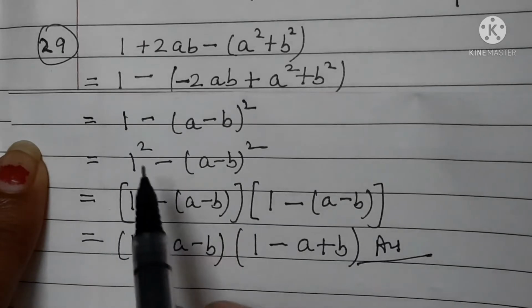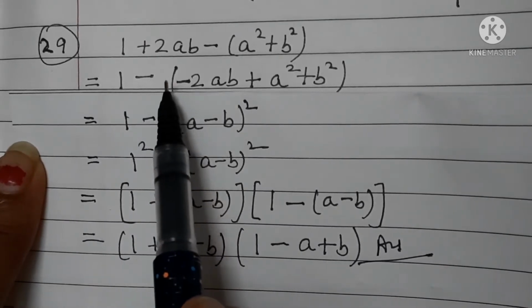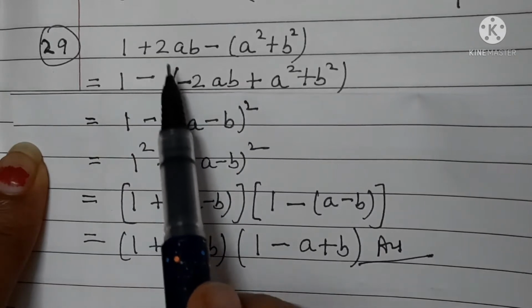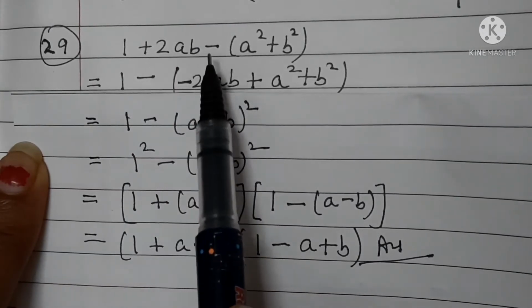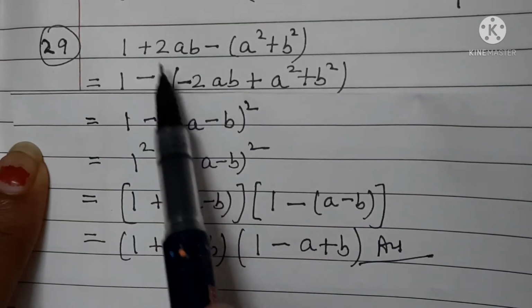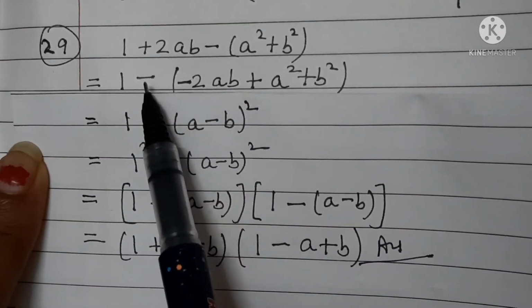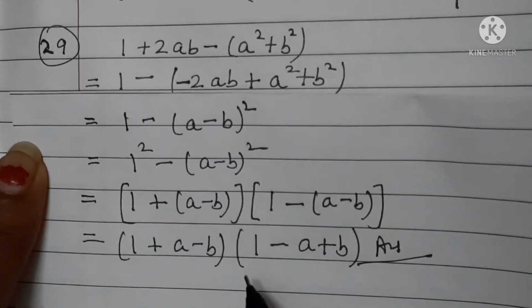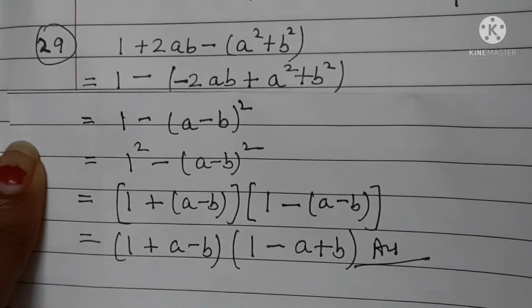Students, don't make the mistake here, because when you take the minus sign common, then in the bracket the sign will be opposite. So here minus minus plus, and this plus plus minus minus. Next question 29, and next is 30.